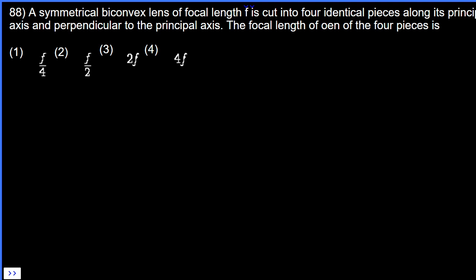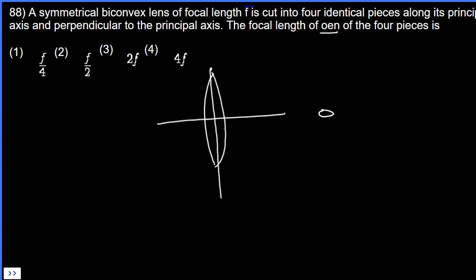A symmetrical biconvex lens of focal length F is cut into four identical pieces along its principal axis and perpendicular to the principal axis. What is the focal length of one of the four pieces? Here the biconvex lens is cut into two equal parts, first of all, along the principal axis and then perpendicular to the principal axis. That means each piece has a shape like this.